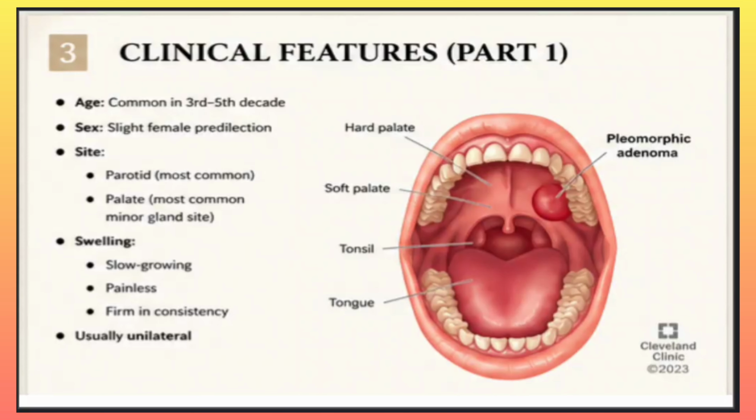Moving on to the clinical features. The most commonly occurring age is the 3rd to the 5th decade of a person's life. There is a slight female predilection, which means that the rate of occurrence in females is slightly higher than that of males. The common site is the parotid, whereas the palate is the most common minor gland site. The swelling appears as slow-growing, painless, firm in consistency, and is usually unilateral, which means that it occurs on only either one of the sides of the palate.